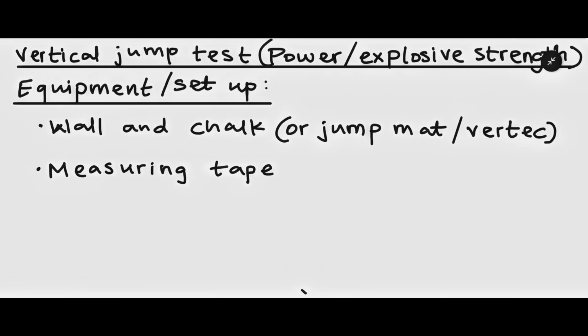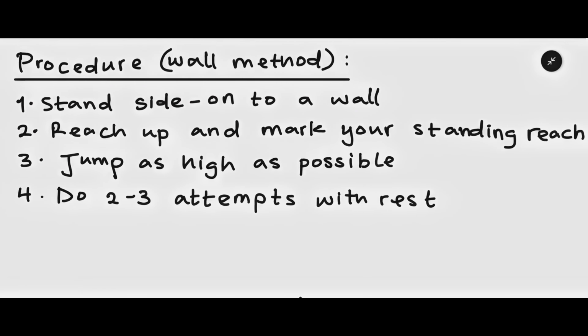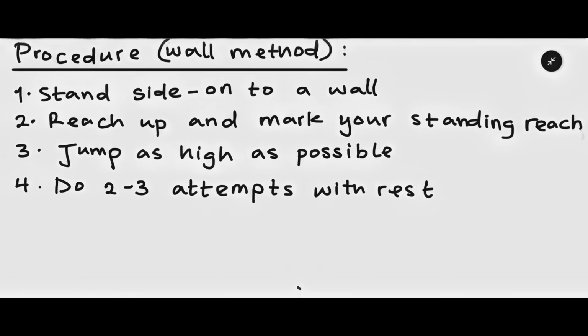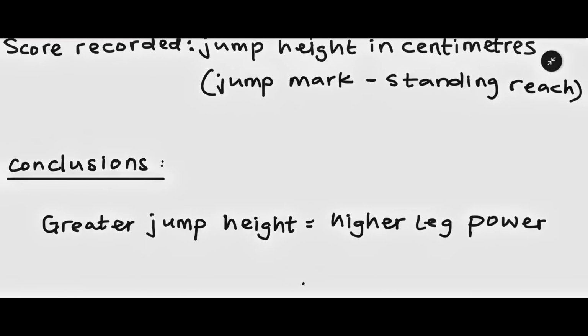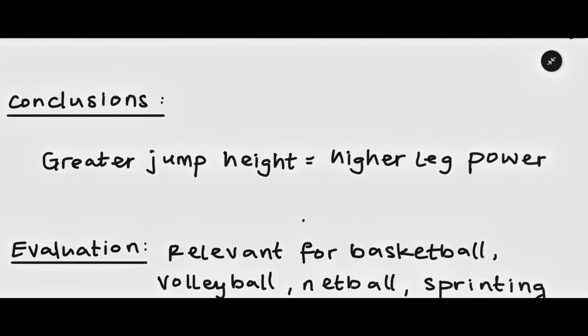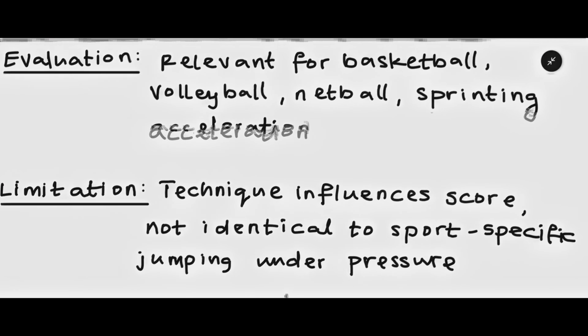Next, we have the vertical jump test, which is testing power or explosive strength. The equipment and setup for this test, as you can see on the screen, the procedure, as you can see on the screen, the score recorded, the conclusion, and finally, the evaluation and limitation points.